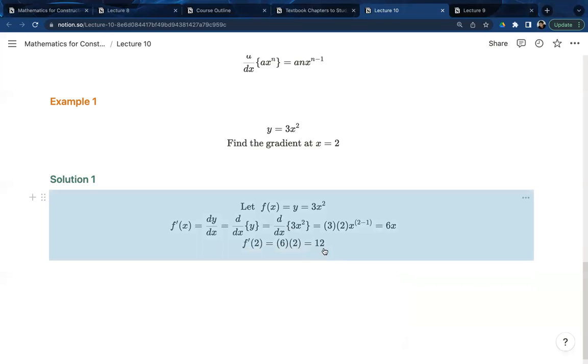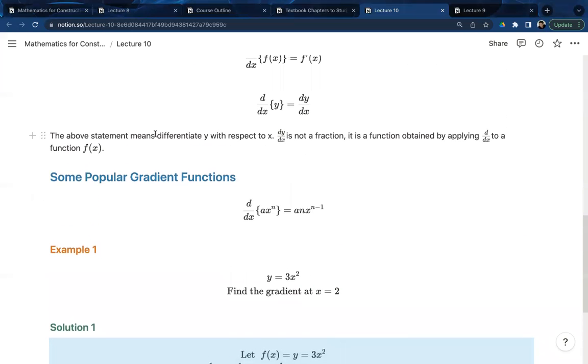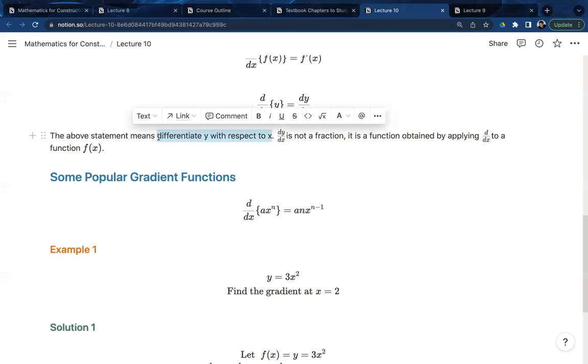Right? That's not the y value. The y value is not 12. But for different values of x, you will have different gradients. We're not so interested in finding any y value. To find a y value, we just use f of x. But to find a gradient, we use the gradient function. And you find a gradient function by differentiating with respect to x. That's what you have to do, right?